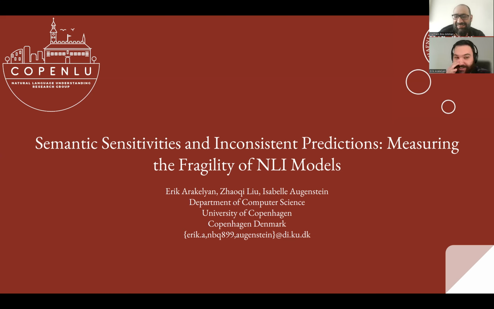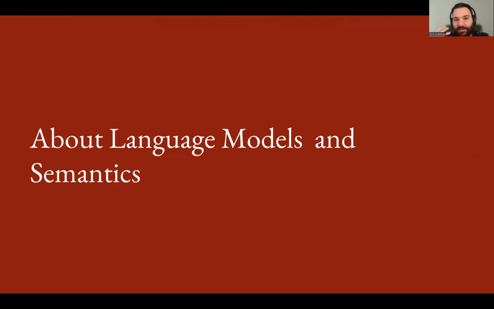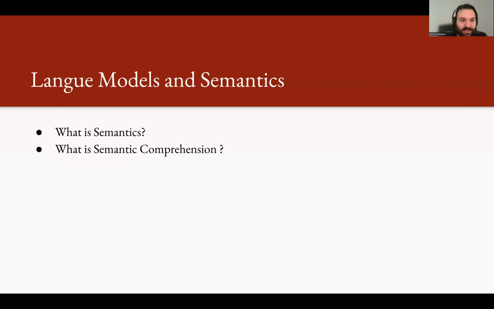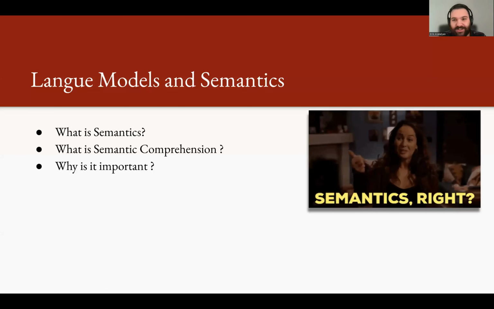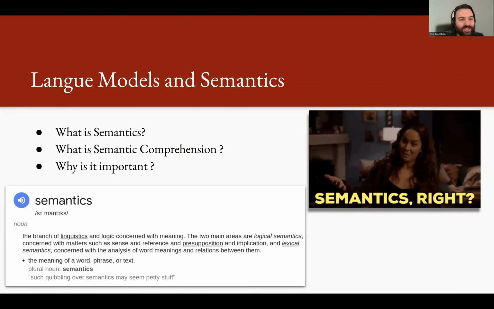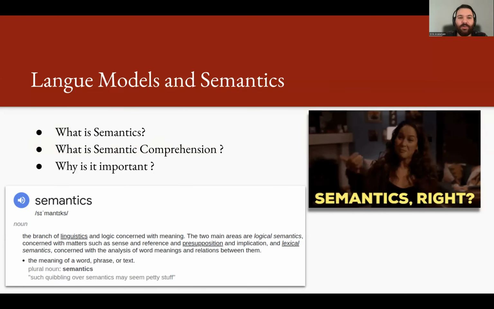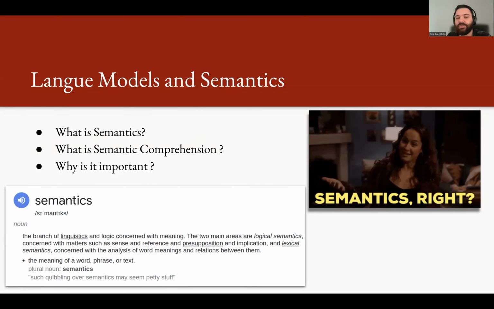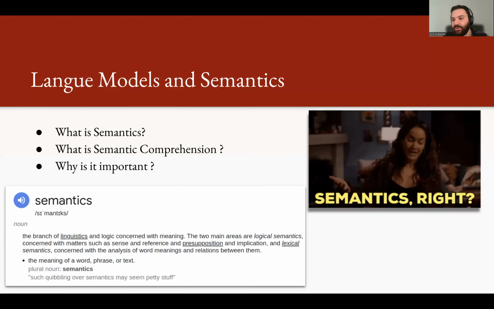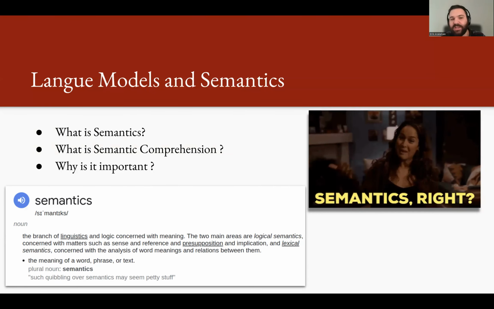Okay, so I'll be presenting on the topic where we try to dive into when, how, and how to measure the semantic sensitivities and inconsistencies of the models. First of all, we have to dive into a bit of definitions, about language models and semantics. What are semantics? What is semantic comprehension, and why is it important at all? In pure definition fashion, semantics is the branch of linguistics concerned with meaning, and we in particular are focusing on compositional semantics. Essentially, how do the words come together in order to create this notion of relations between them and meaning in general.